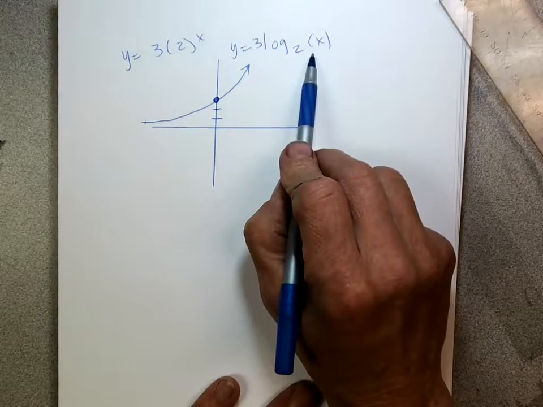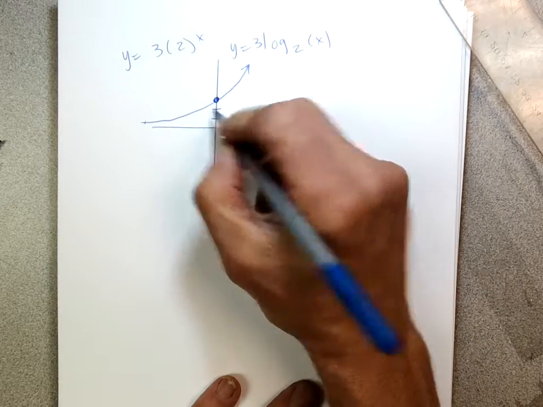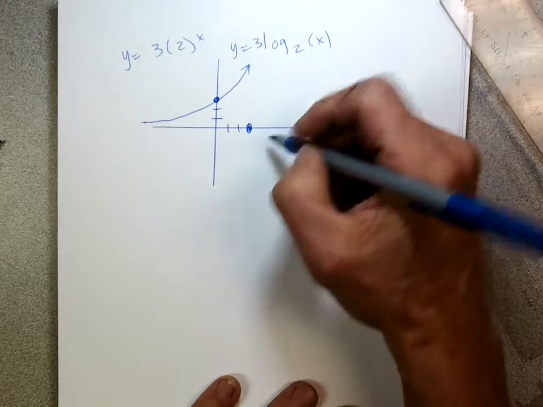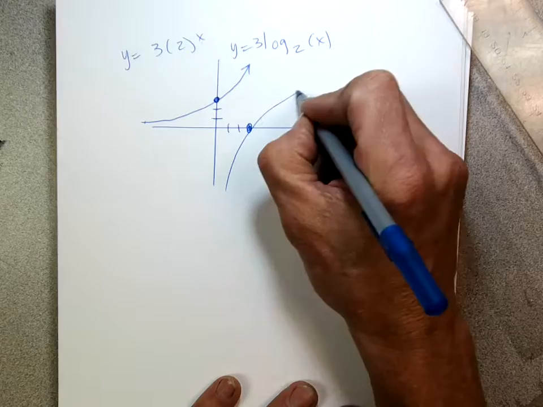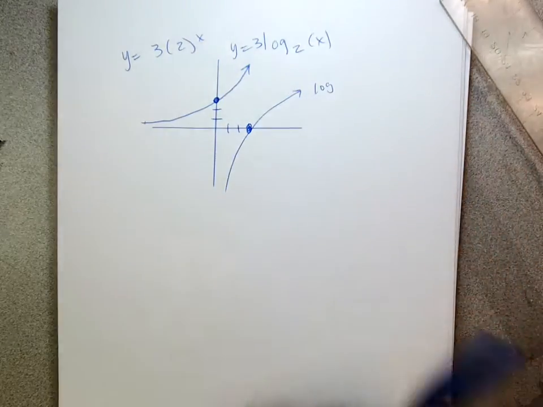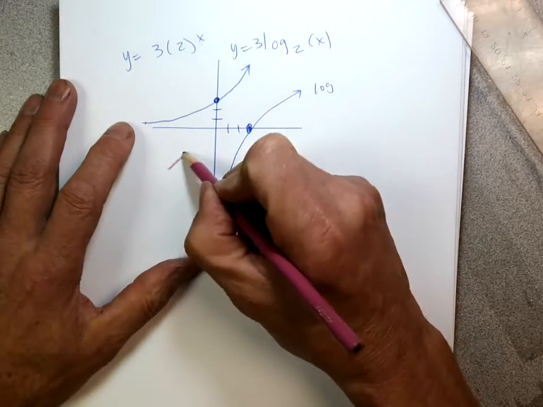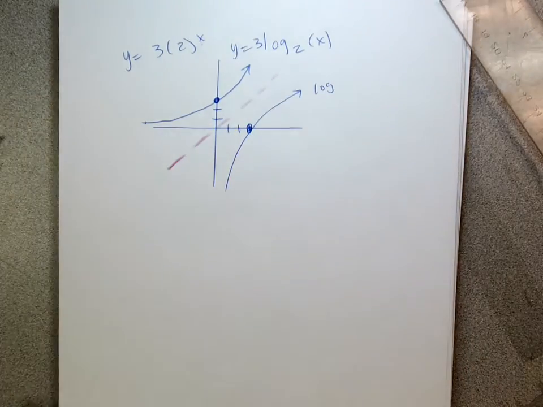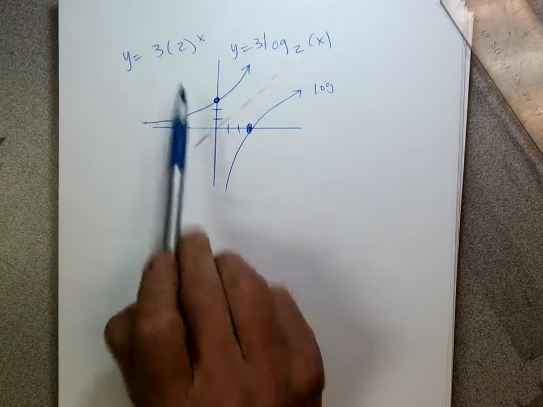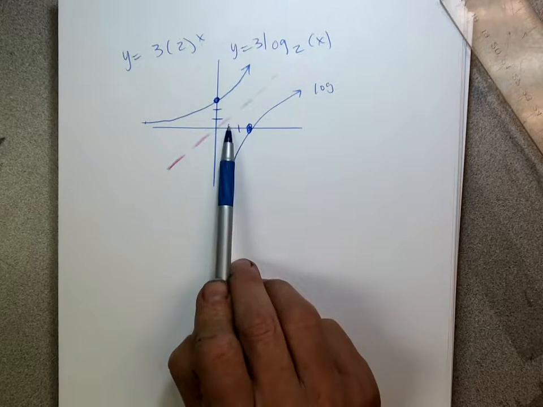The log is the inverse of it. If this goes through 3 on the y-axis, then the log equation goes through 3 on the x-axis, and it just looks like this. Here's my log equation, here's my exponential, and they are inverses of each other, so technically they have a line of symmetry that goes right down the middle. Now, if there was no number here, it'd go through 1. Same thing here, it'd go through 1 right there.